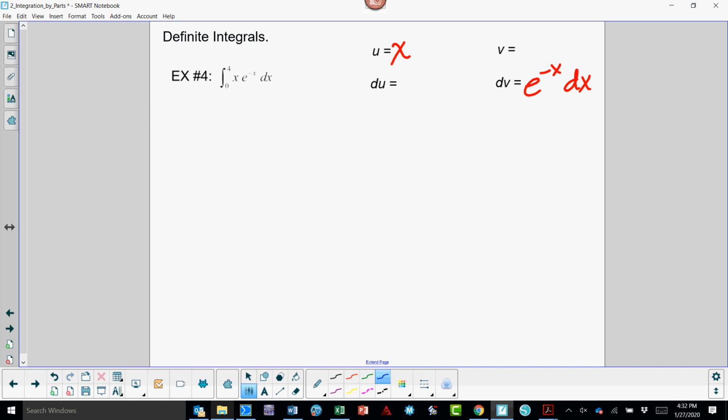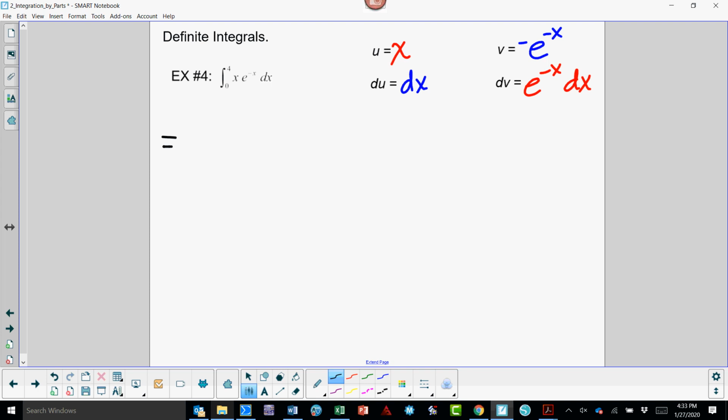We're not always going to know exactly what to choose. We're just going to try certain things, just like u substitution. You just kind of learn from experience, and sometimes it doesn't work, then you try something else. All right, so if u equals x, then du is going to be dx. dv equals e to the minus x dx. So if we integrate e to the minus x dx, we're going to get e to the minus x divided by -1. So we can just put -1 in front.